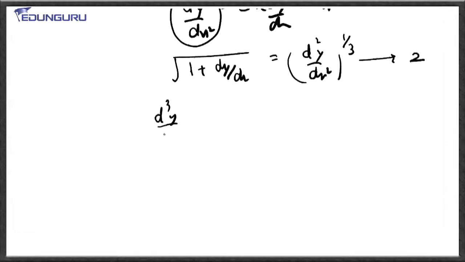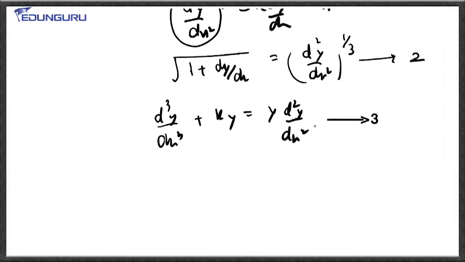If you want to take an example of a differential equation whose order is 3, you can say d3y dx3 plus ky is equal to y d2y dx2. So such a differential equation will have order 3. So order is very easy to read. You don't have to do any manipulation, students. Just look at the differential equation, check all the derivatives occurring. The highest order derivative, the value of that order will be the order of the differential equation.